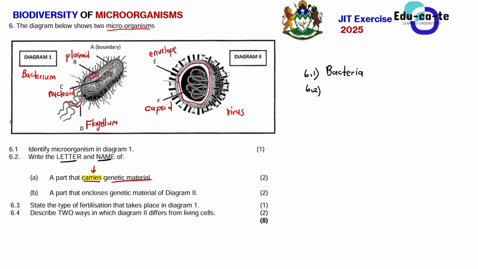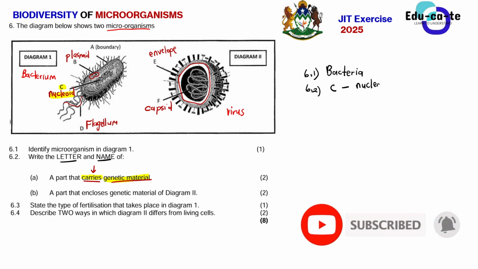So we have to look at the bacterium. In a bacterium, we know that the genetic material, the DNA and the RNA, is found inside the nucleoid, or it is carried inside the nucleoid. So in this case, they say write the letter and the name. The nucleoid, you can see that it is the part C. So that's the first thing I'm going to write. It is C, because it's the letter, right? And then the name of this part is a nucleoid.